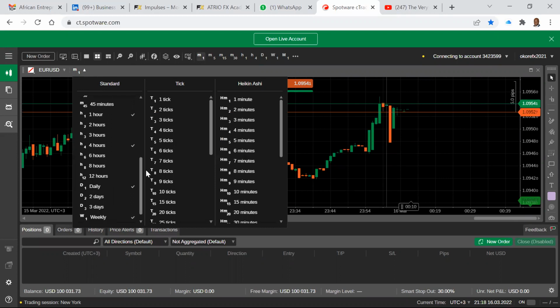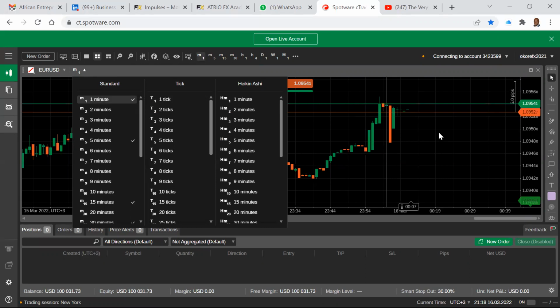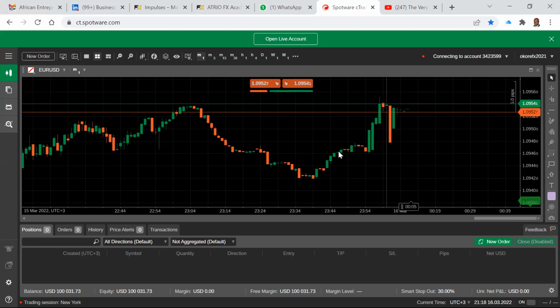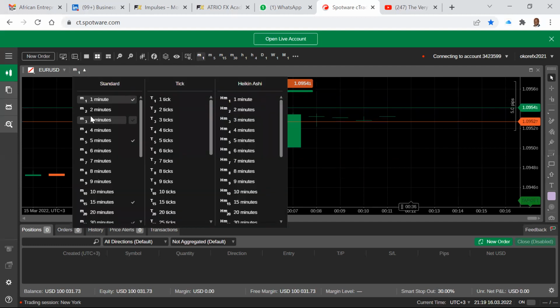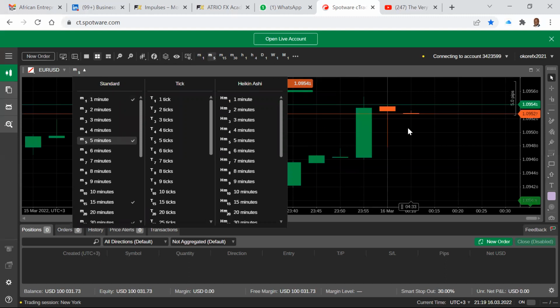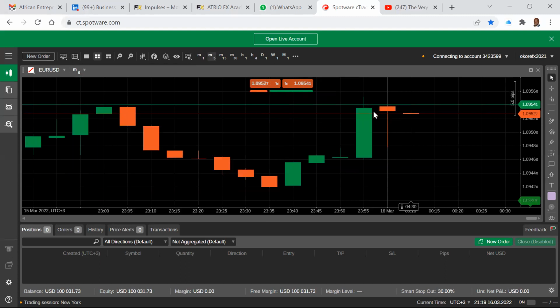All right. But like I had explained before, these are called candlesticks. And the importance of candlesticks is the fact that, like in this case, if I say 1 minute, then it takes a whole 1 minute to form one candlestick. If I do 5 minutes, then it takes 5 minutes to form one candlestick.